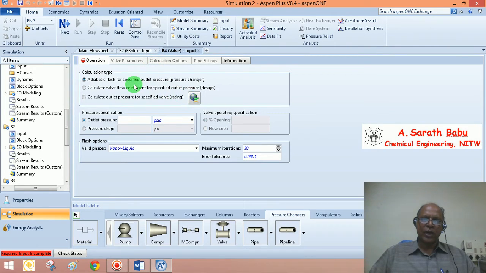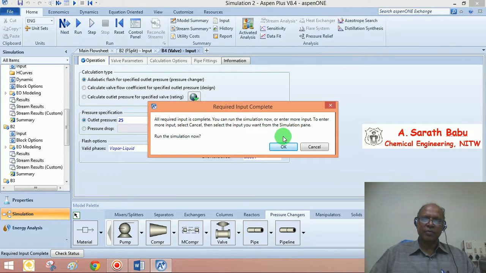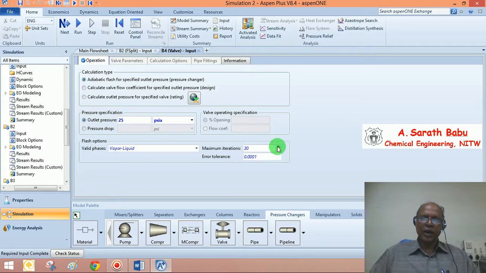Flash column, adiabatic flash, outlet pressure should be equal to 25 psia. So it will reduce the pressure from 100 psia to 25 psia. Say next. Now we have completed all the input specifications. Say OK.